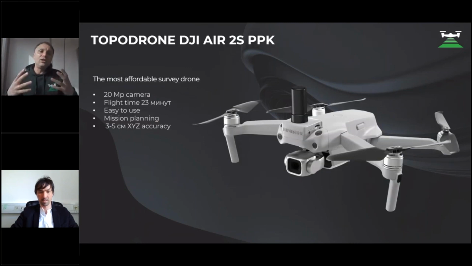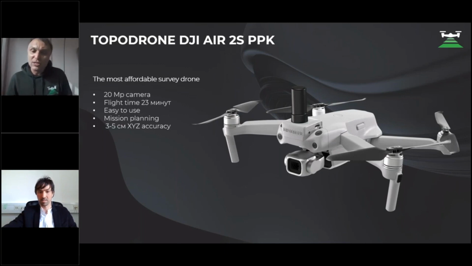It is a DJI Air 2S with an additional installed GNSS receiver on board. It has a 20 megapixel camera. Together with our GNSS receiver, it provides 3 to 5 centimeter accuracy definitely. And I think right now it is the most affordable survey drone on the market. It has a very good 20 megapixel camera.